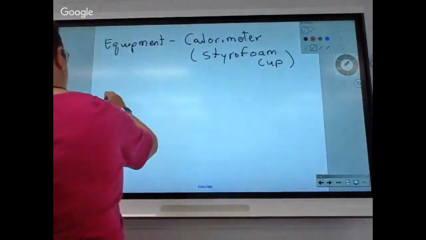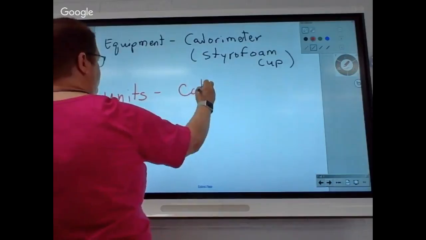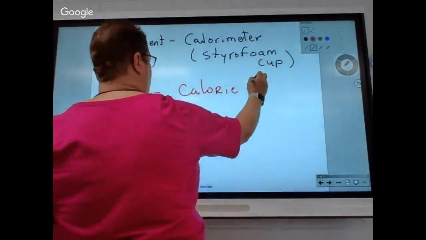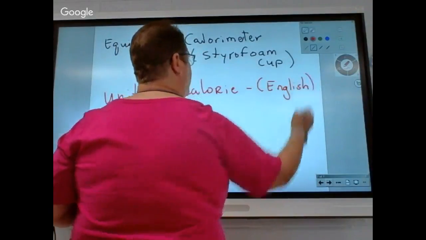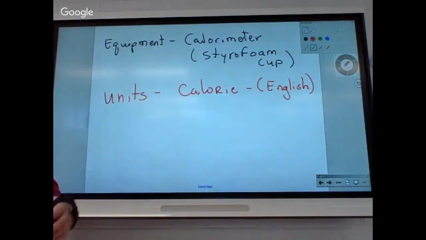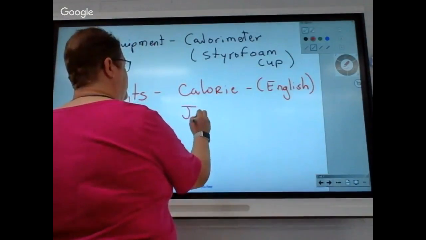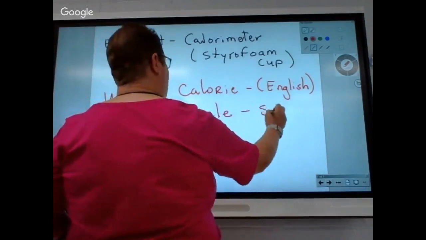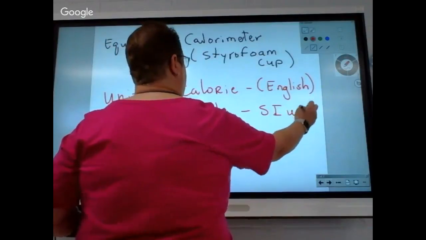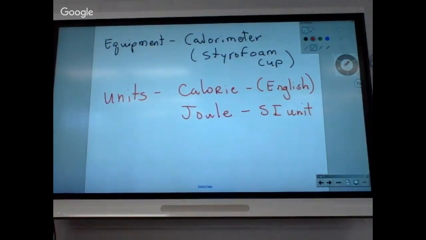The units for heat are a calorie, which are the English units. So those of you who are familiar with calculating your calories, that's how much you burn. Those are the English units. We're scientists, so we're going to use, and it's pronounced joule. Joule is the SI unit, and that's what we're going to use. However, if you see calories, that's just the English unit for heat.